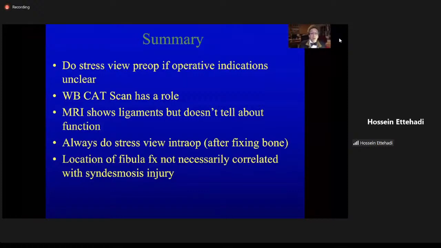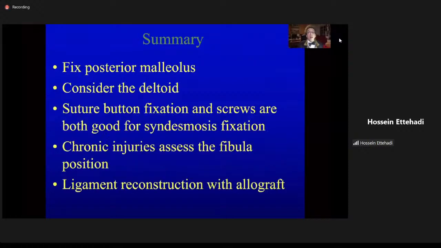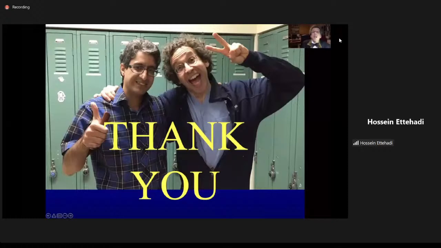Location of the fibular fracture doesn't necessarily correlate with syndesmotic injury. I strongly recommend fixing the posterior malleolus and consider fixing the deltoid. Also, those fragments of the Chaput and of the Wagstaffe on the fibula, on the anterior inferior tibiofibular ligaments, should be fixed. Suture button fixation and screws are good. For syndesmotic fixation, for chronic injuries, assess the fibula position and do ligament reconstruction with allograft.